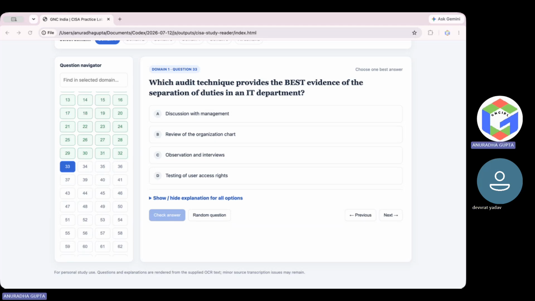So as per you, D is the correct one, and what is the rationale behind it? Why have you selected D? Because we are exactly testing the user access rights, whether as per the policy users are getting the access or not. Observation and interview are still verbal, trying to understand, but the audit technique should provide the best evidence. It is asking about the evidence. Testing of user access rights, I think that will be more accurate.